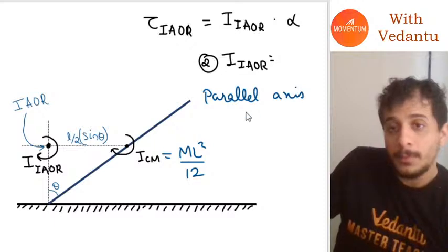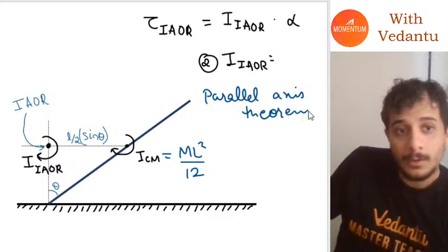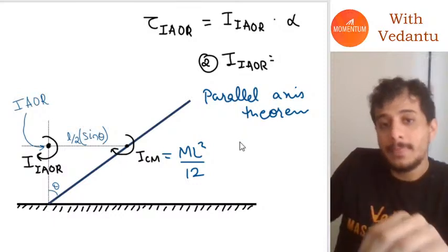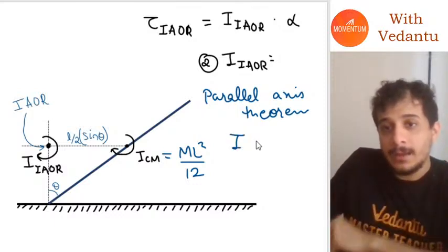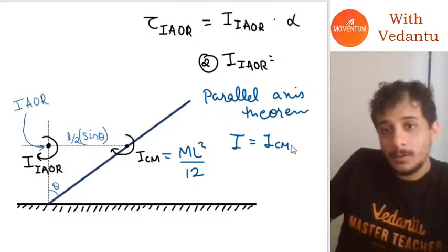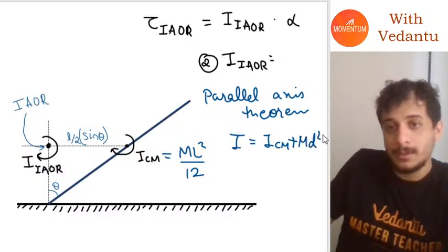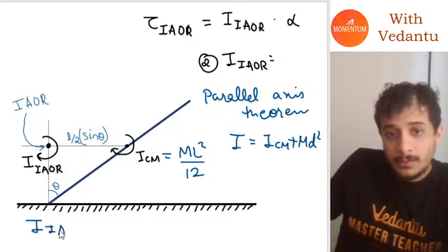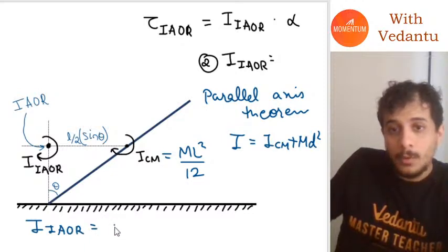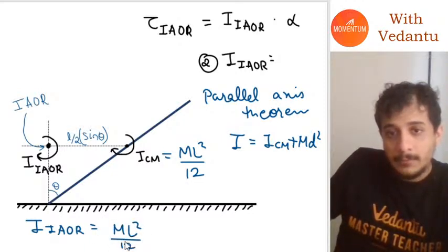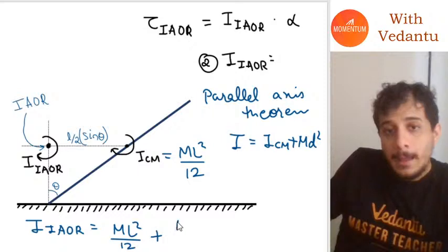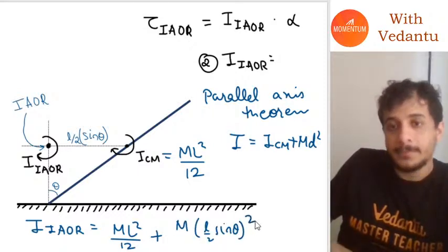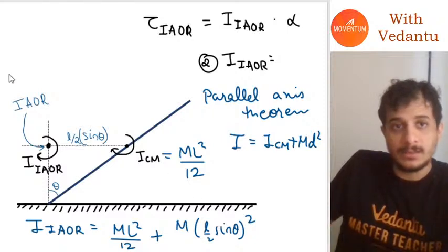I don't know if you know the parallel axis theorem. What exactly is the parallel axis theorem? It says that I about any axis is equal to I about center of mass plus md square. In this case, I about the instantaneous axis of rotation will be equal to mL square by 12 plus m into (L by 2 sine theta) the whole square.